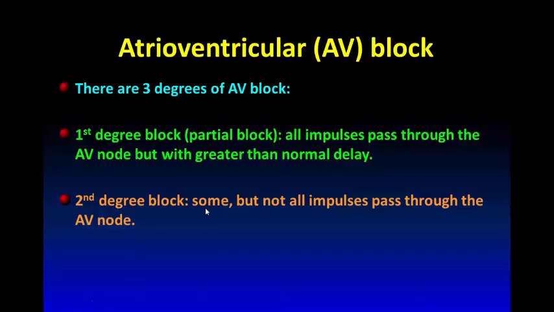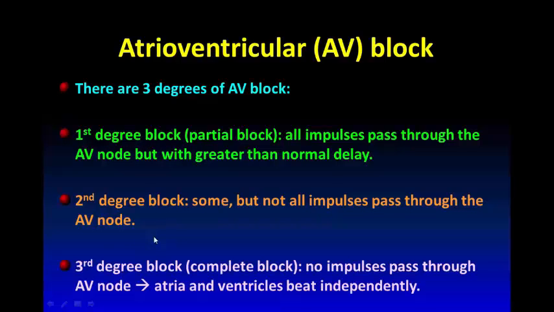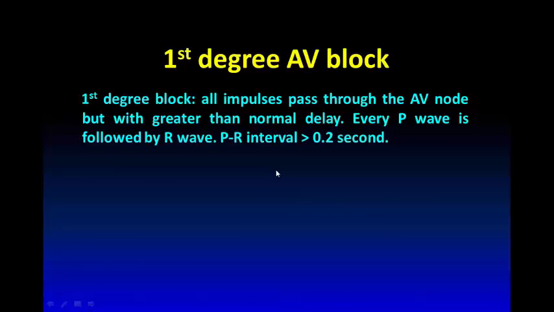In second degree AV nodal block, some but not all the impulses originating from the sinoatrial node pass through the AV node. So it is a more advanced degree of block than the first degree heart block. In the third degree heart block, which is also known as complete heart block, none of the impulses which originate in the sinoatrial node pass through the AV node, and hence the atria would beat according to the impulses originating from the sinoatrial node, and the ventricles would develop their own rhythm, and hence the atria and the ventricles would beat independently. Let's describe the degrees of AV block, the degrees of heart block, in more detail.